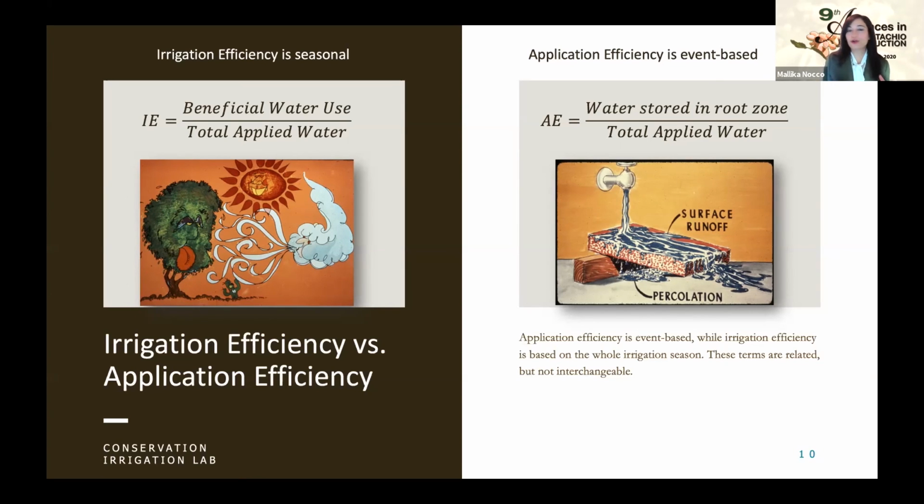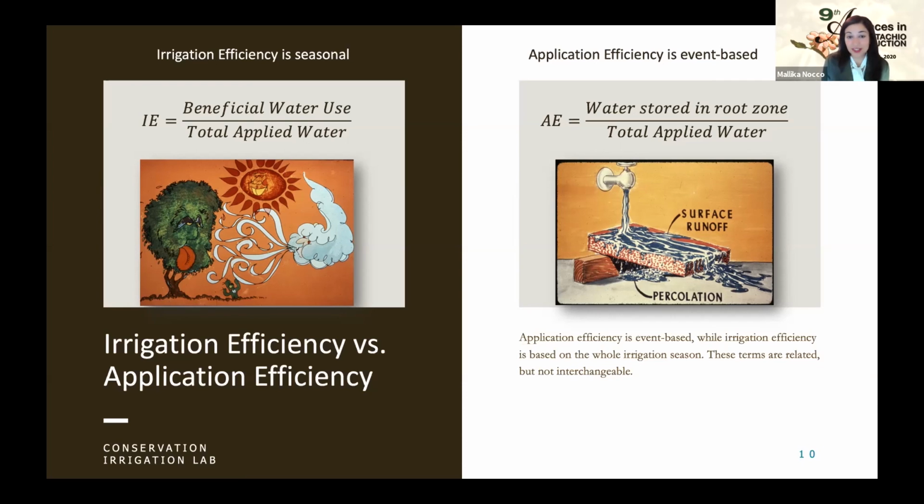How much water are you storing in the root zone with a single application versus the total amount of applied water for the single application? So sometimes maybe you'll have a one-off and we'll have poor application efficiency for a single event, and you fix something that's going on, or maybe you made an error in the scheduling calculation and the application efficiency is off for one event, but then your irrigation efficiency over the whole course of the season might be good.